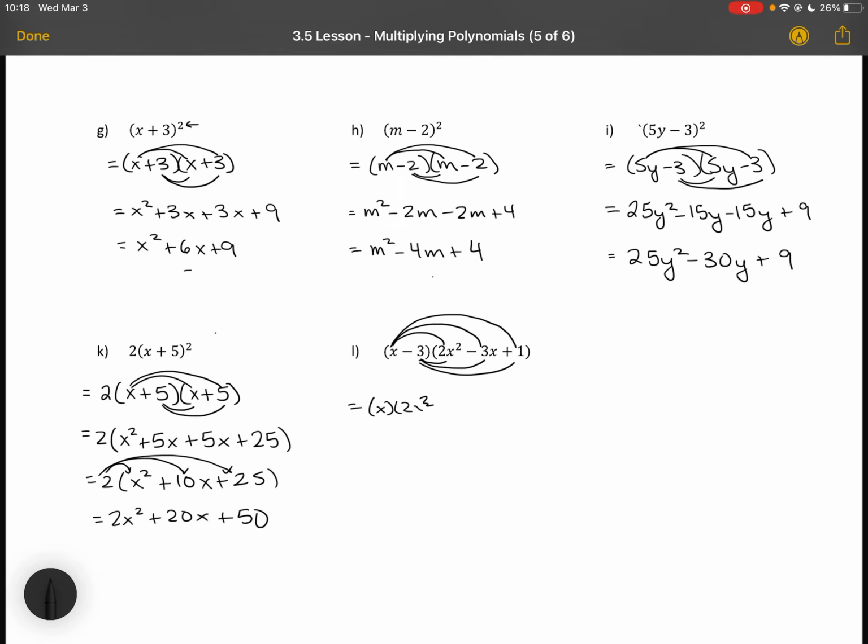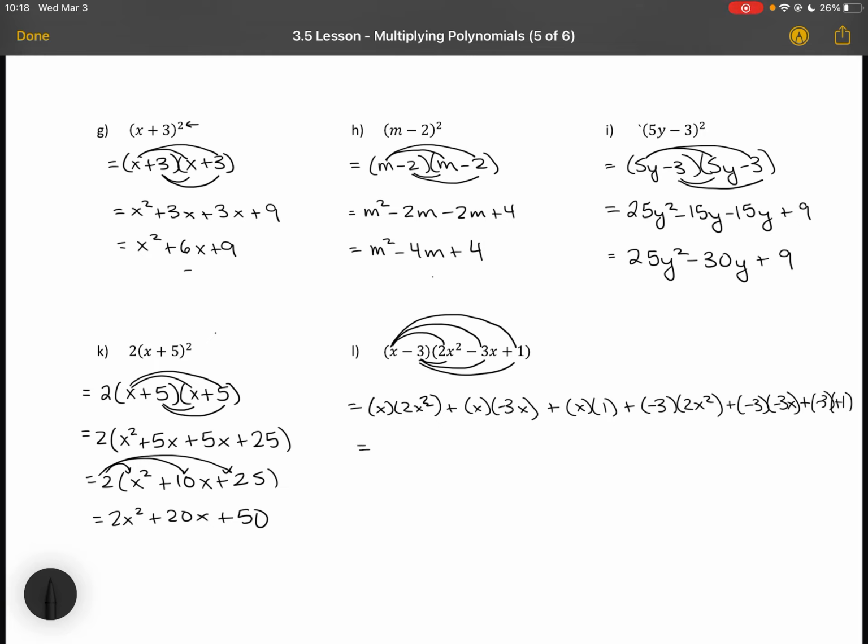So x times 2x squared, plus x times minus 3x, plus x times 1. And then I'm going to move on to my second term in the first bracket, minus 3 times 2x squared, plus minus 3 times minus 3x, plus minus 3 times plus 1.